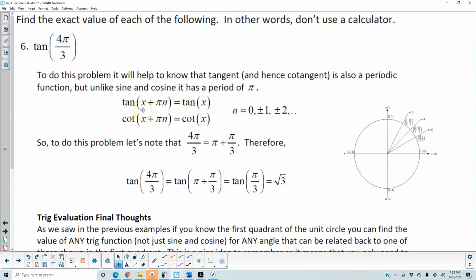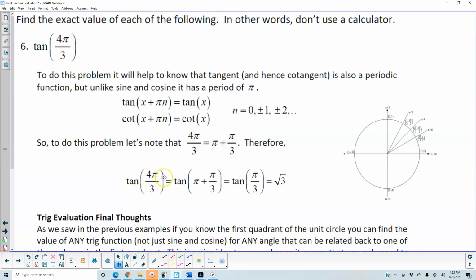So the tangent of x plus pi n is equal to the tangent of x, and cotangent of x plus pi n is equal to cotangent of x, provided that n is equal to 0, plus or minus 1, plus or minus 2, and so on. So to do this problem, let's note that 4 pi over 3 is equal to pi plus pi over 3.